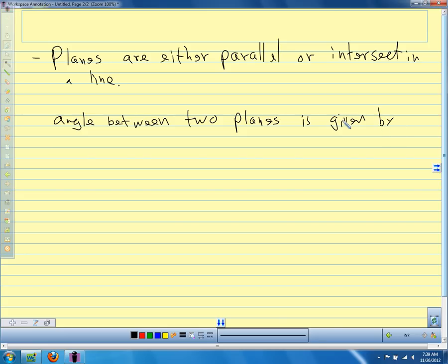So the angle between two planes, we'll just use our dot product. Cosine theta is the magnitude of n1 dot n2 over the magnitude of n1 times the magnitude of n2, where n1 and n2 are normal vectors.